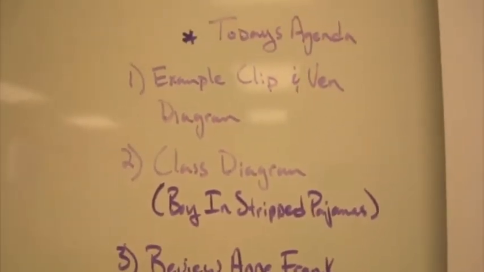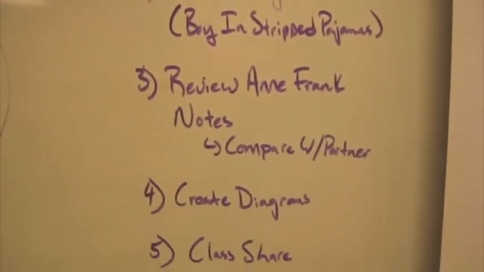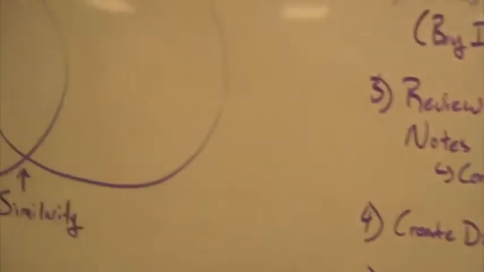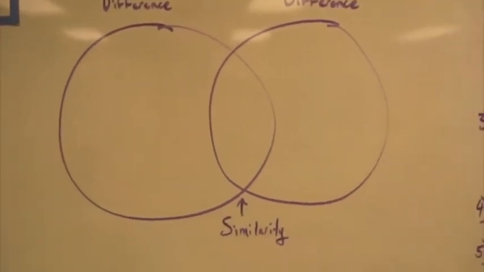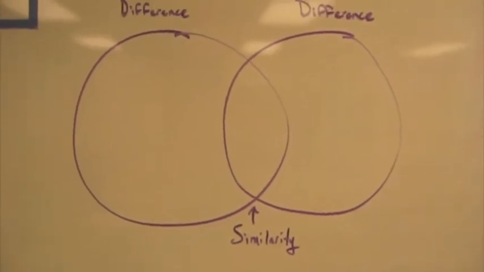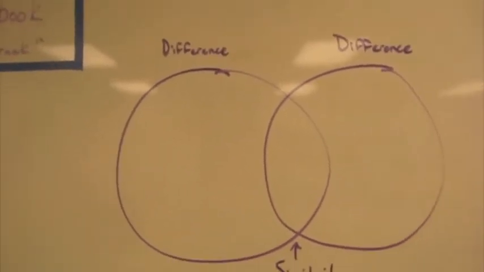Over here you have today's agenda: going through the example clip and the Venn diagram, class diagram, review of Anne Frank notes, create the diagrams, and then class share. And in the middle of the board is a Venn diagram itself, a reference for the students when we go over the example one.